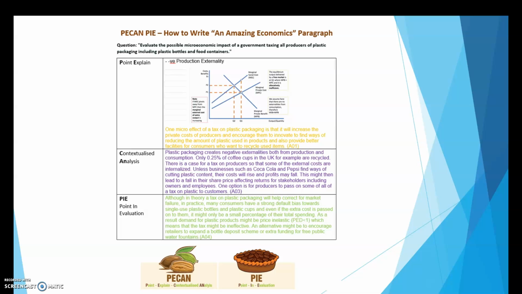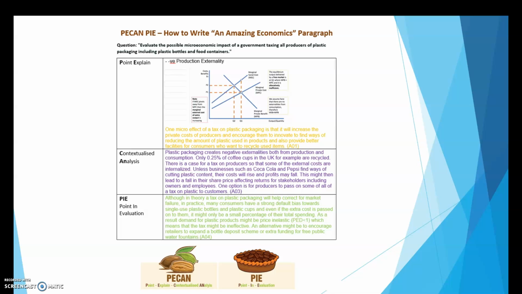So what's the point? Look at the knowledge. Okay, so the A04 knowledge. One micro effect of a tax on plastic packaging is that it will increase the private costs of producers. Okay, we know that it leads to a leftward shift in the supply curve. It increases their costs, and so it will encourage them to innovate and find ways of reducing the amount of plastic used in products, and also to provide better facilities for consumers who want to recycle used items. Now, at the moment, that is just knowledge. Okay, important knowledge marks, but it is knowledge.